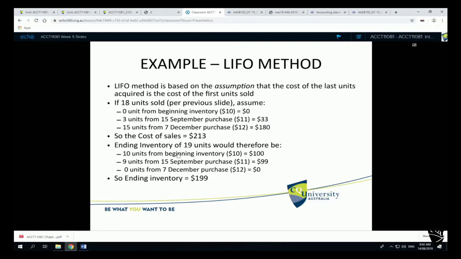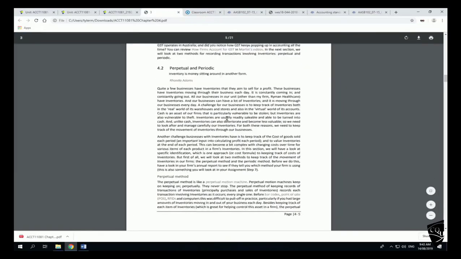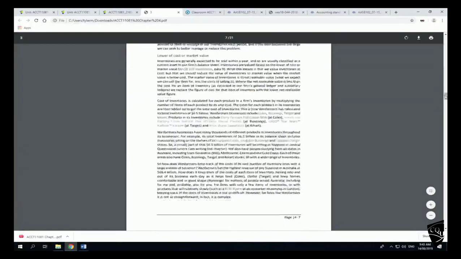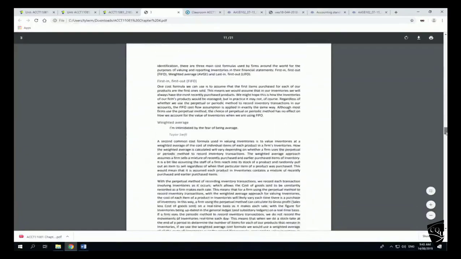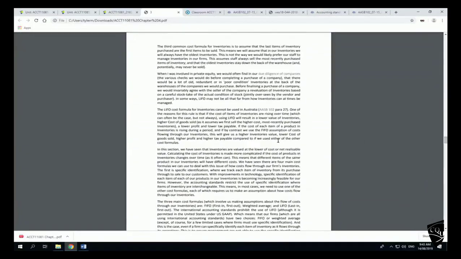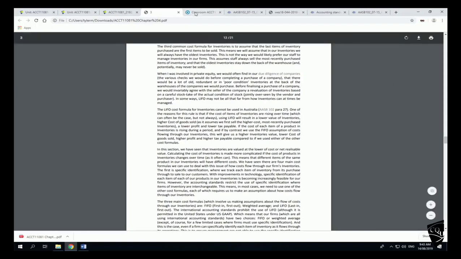Now in Australia we can't use the LIFO method. AASB prohibits the use and the study guide explains the main reason why. So have a read about that in the study guide, page 4-12. So if you scroll down to page 12, you'll have a little read about the reason why we can't use the LIFO method. And it might make a good pairwise question. Hint, hint. All right, moving on.